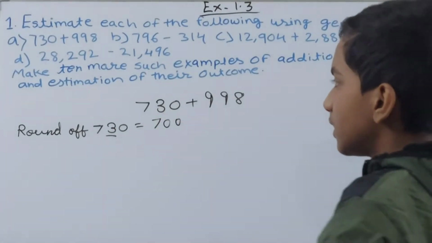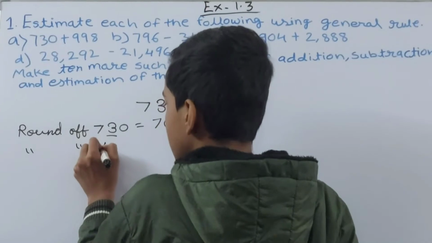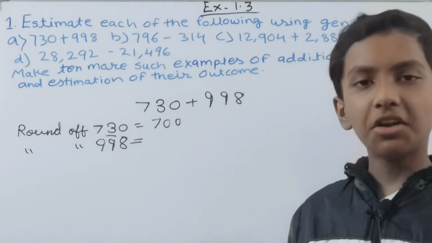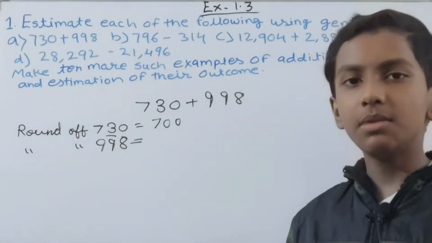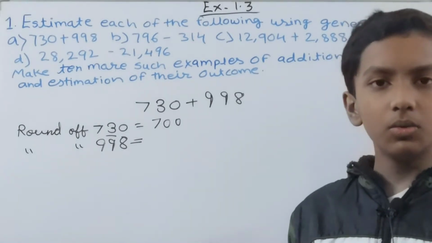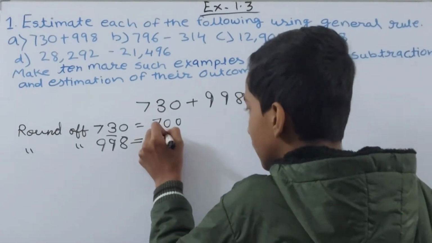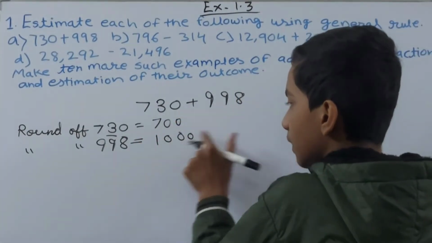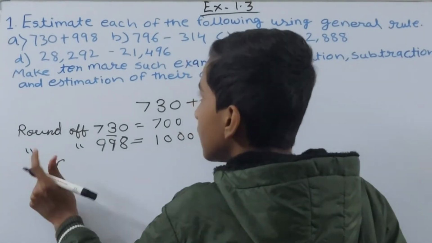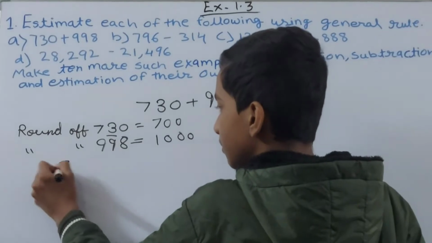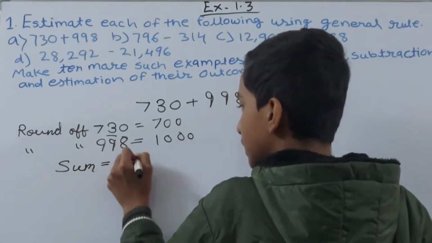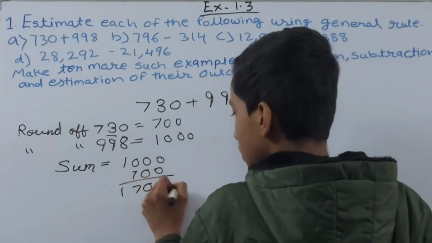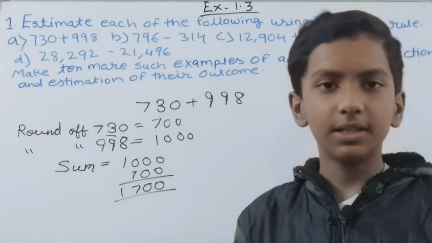Next we will round off 998. Now you can very easily say that 998, if we are rounding off to hundreds, we can make it 900, or it can go to 1000, so we will turn this to 1000. Now we can simply add them. The sum will be 1000 plus 700, that is 1700. So the answer to the first part is 1700.